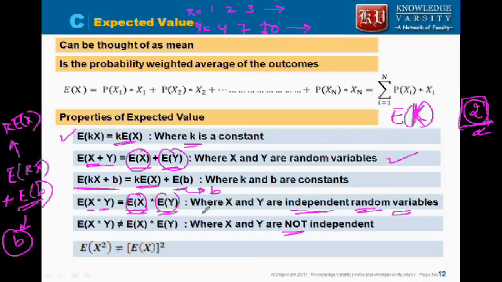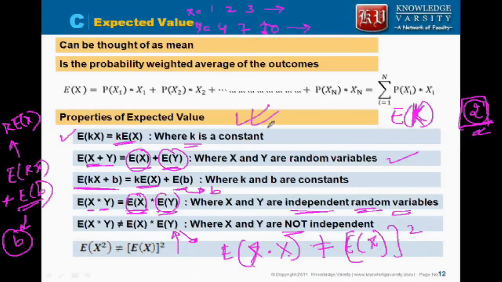Okay, the same way, if I want to take this reasoning, I want to find E[X times X]. X and X are not independent, they are dependent, right? As a result, I cannot write this as E[X] whole square. This property comes from here, because X is the same as X, so X and X here are not independent. Please note that you have to remember all of these properties of expected value. Expected value is the same as weighted mean or probability weighted mean.